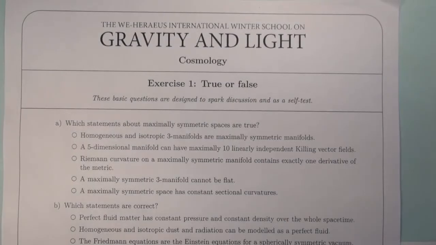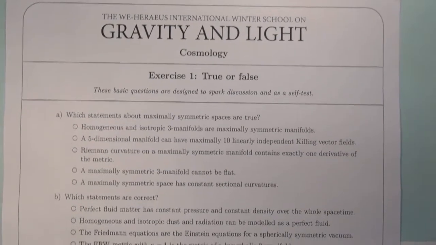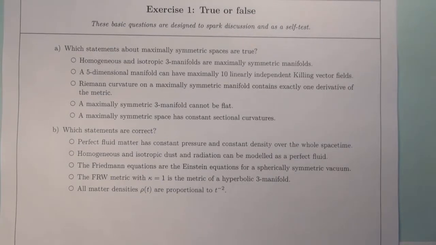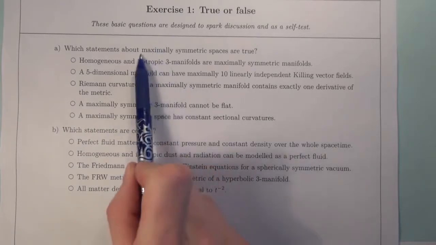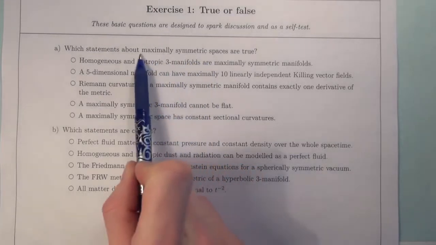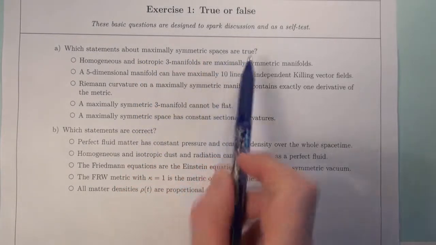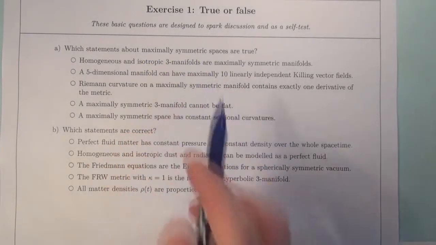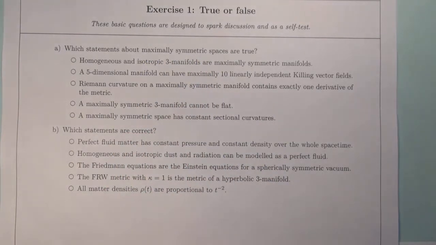So welcome back to the next tutorial on cosmology of the WE-Heraeus International Winter School on Gravity and Light. And again we have some statements. Today these are 10, and it's, as I said, about cosmology. And an important notion for cosmology is what a maximally symmetric space is. And by maximally symmetric we mean that we have the maximal amount of Killing vector fields.